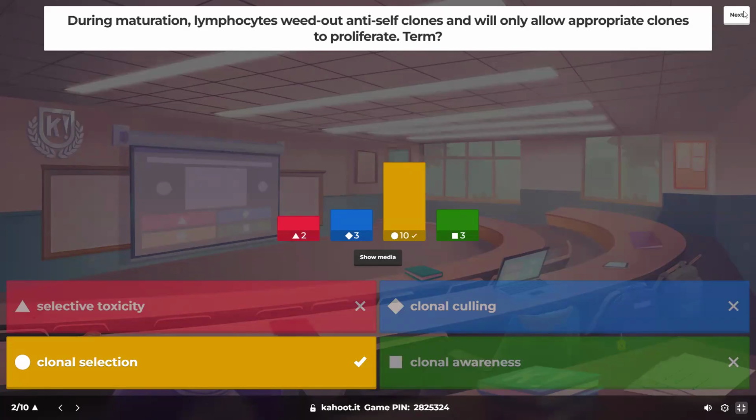And then those proliferated, cloned cells will differentiate into their roles, and we'll talk about what those roles are in the lecture today. But that whole process is called clonal selection. Okay, there's our little answer for that one.